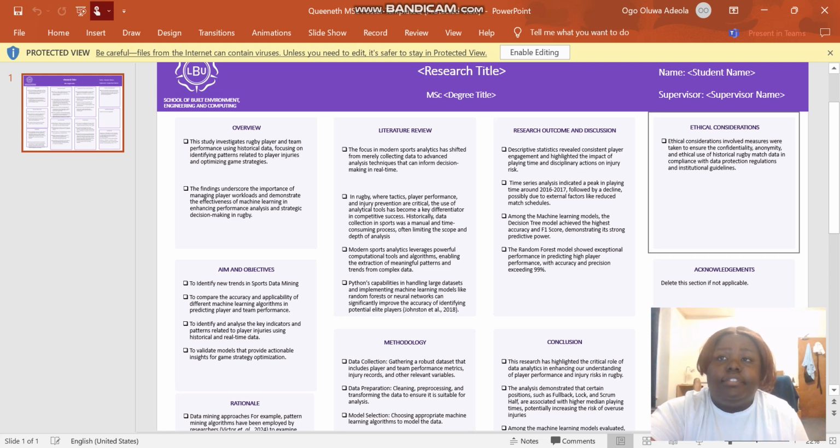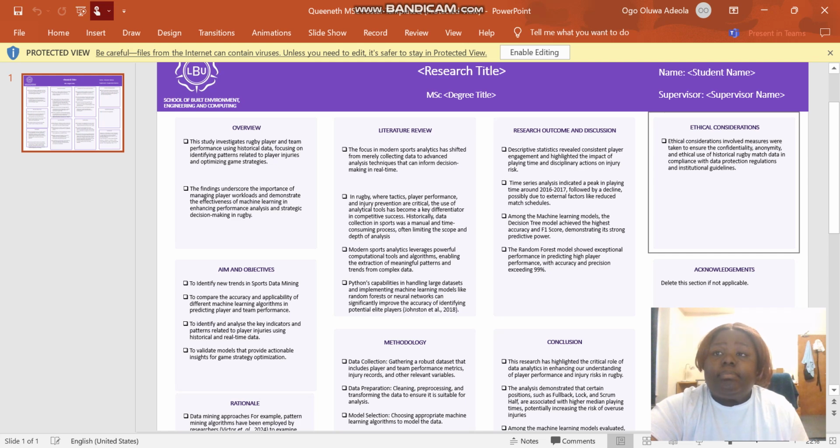So for the first objective, which is to compare the accuracy and applicability of different machine learning algorithms in predicting player and team performance, I started by defining the features and the target variables, where the target is whether a player or a team achieved high performance based on the points scored. I then went ahead to split the data into the testing set and the training set. Next, I initialized various machine learning models, which have already been mentioned in this recording.